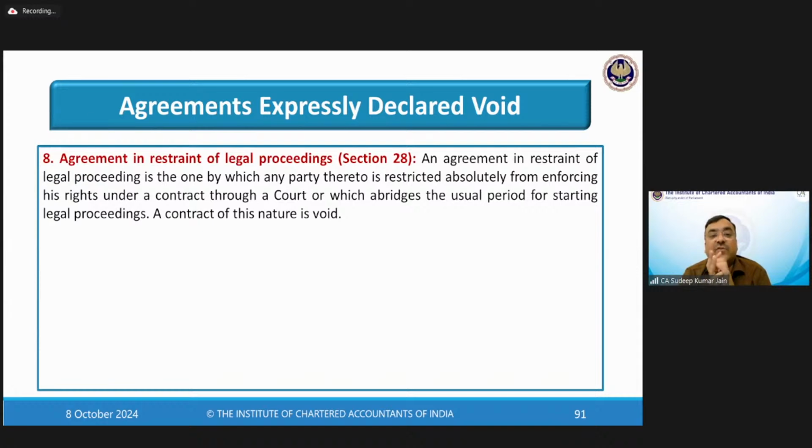Agreement in restraint of legal proceeding, something like stifling prosecution. You can say that is the same provision. An agreement in restraint of legal proceeding is one by which one party thereto is restricted absolutely from enforcing his right under a contract through a court, or which abridges the usual period of starting legal proceedings. A contract of this nature is void.